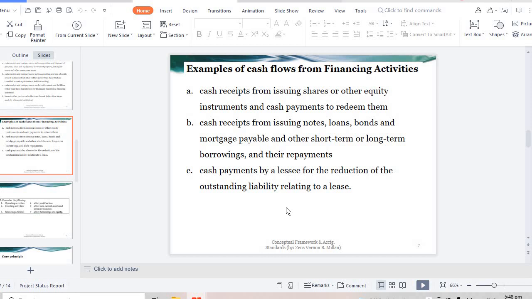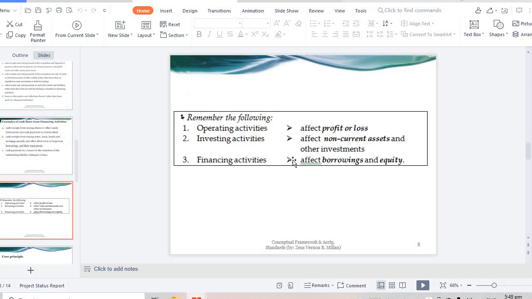So here, in the statement of cash flows, is a sample of cash flows from financing activities. We have cash receipts from issuing of shares. As I have said, equity and non-operating liabilities go under financing. Next, of course, cash receipts from issuing notes, loans, bonds, mortgage payable, and other short-term or long-term borrowings and their prepayments. Then cash receipts by a lessee for reduction of the outstanding liability relating to a lease. Okay, remember the following. Operating activities affect profit or loss. Investing activities affect non-current assets and other investments or non-operating assets. Then financing activities affect borrowings and equity, or to be specific, non-operating liabilities.